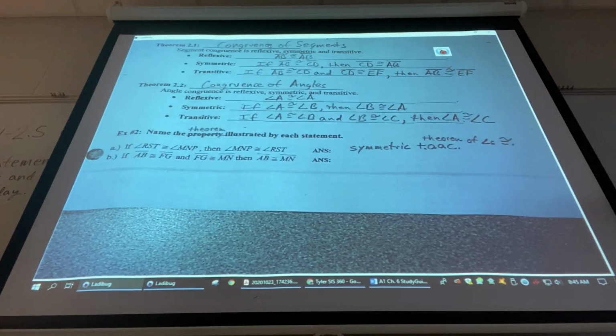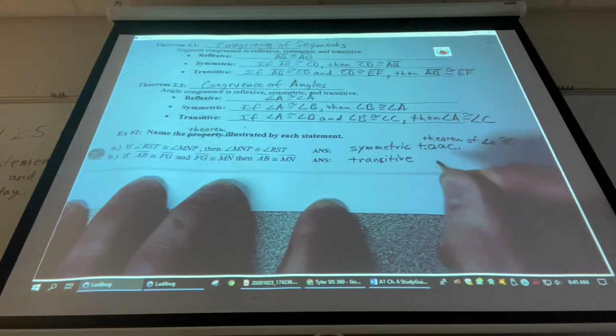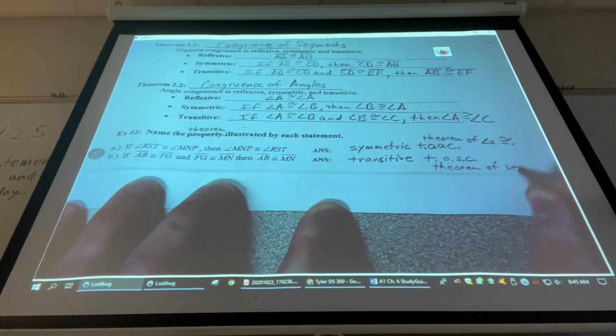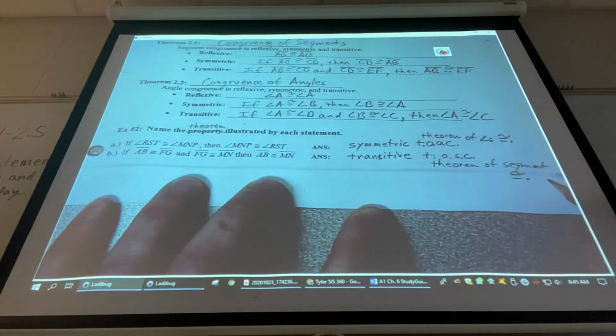And then for the next one, if segment AB is congruent to segment FG and so on, then so on. What do you guys think? Transitive. But which one is it? Segment congruence. Yeah, segment. So we'll say theorem of segment congruence. Man, that just doesn't seem very helpful. I'm going to think more about what would be a good shorthand for those, because I don't want you to have to write all that out.